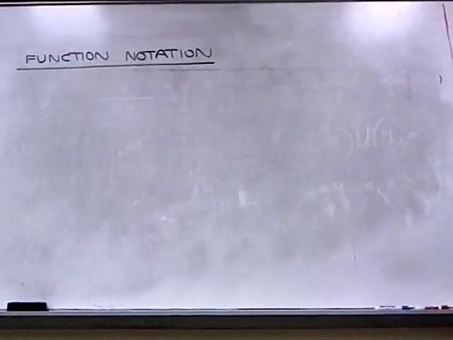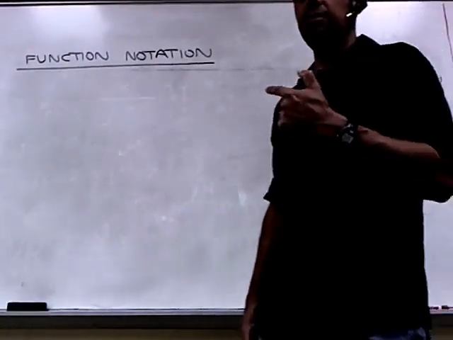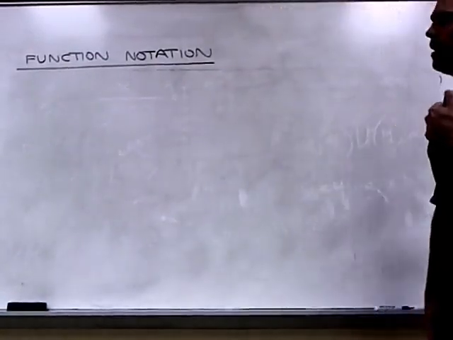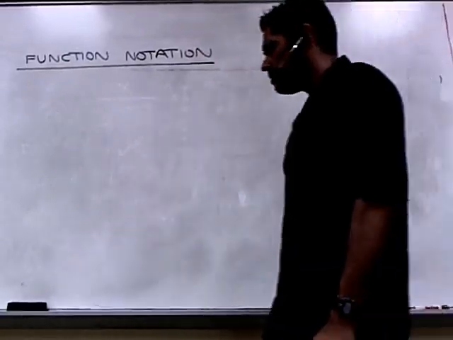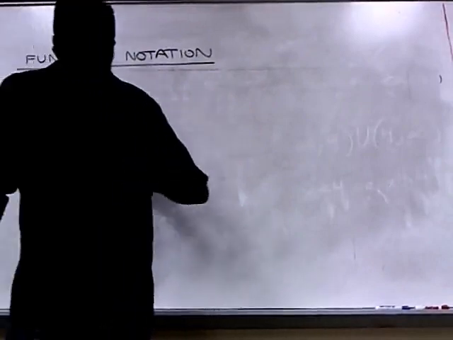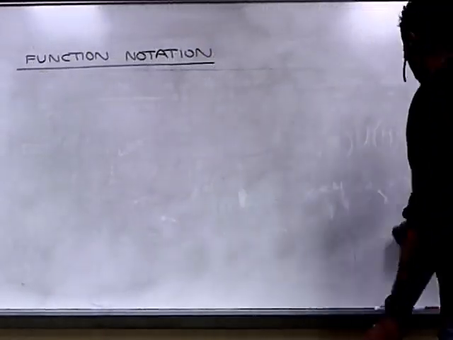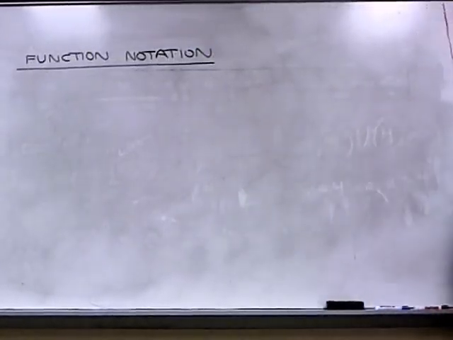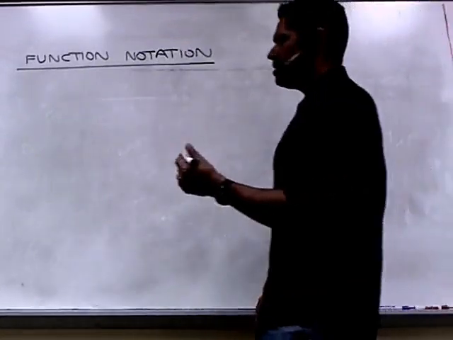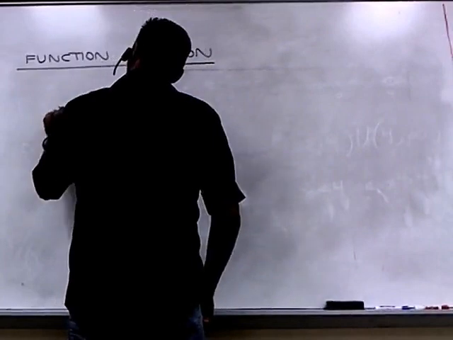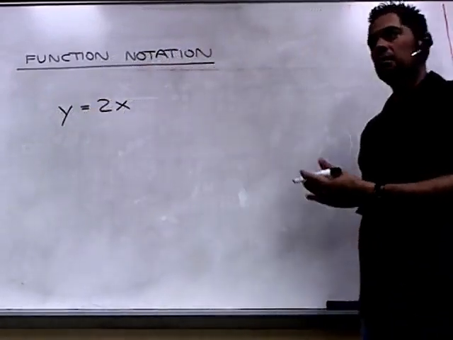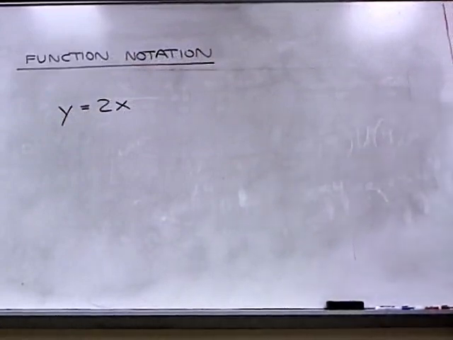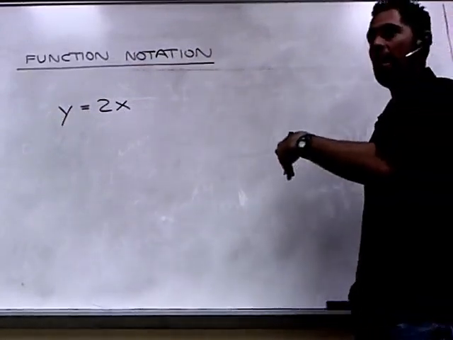All right, we're still going to talk about domains and ranges, but before that, we're going to make sure that we understand what's called function notation, and then I'll get back to the domains. With function notation, if I write down something like y equals 2x, we said earlier that that looked like a well-defined function, right? You could plug in an x, it would spit out a y.